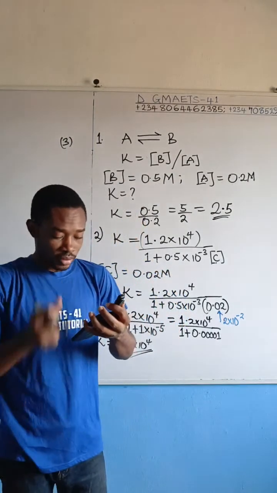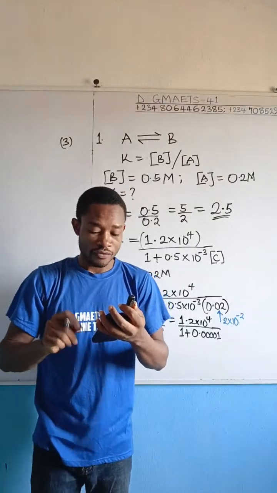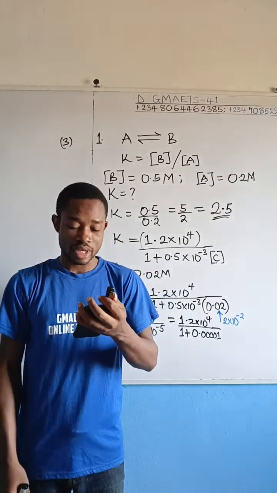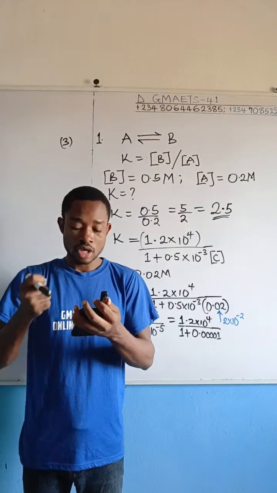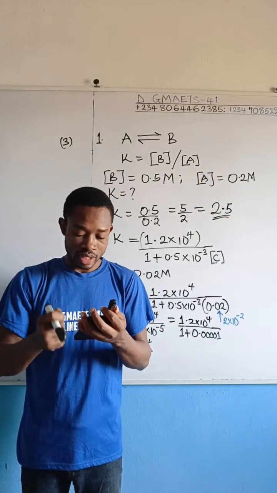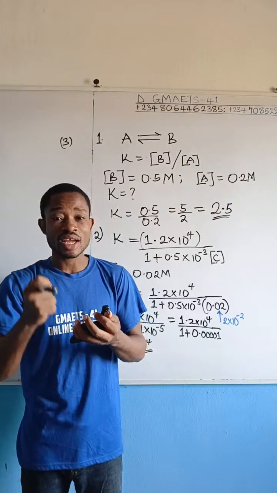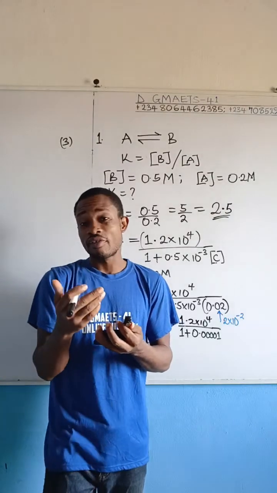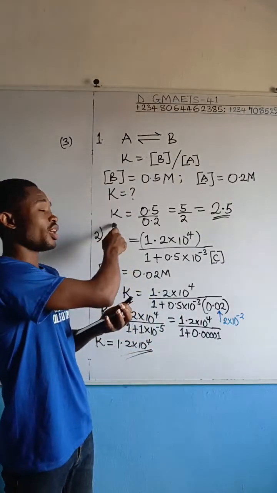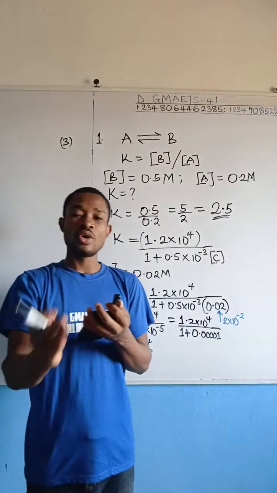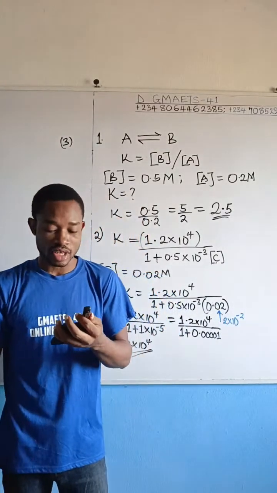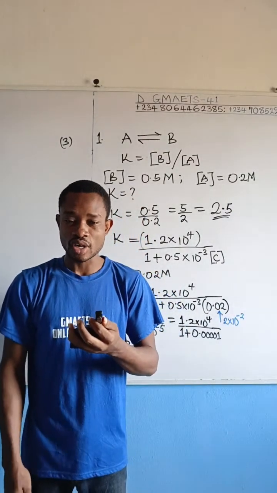The question reads, the position of equilibrium in a reversible reaction is affected by. This position of equilibrium we are talking about is the position of K, the equilibrium constant. So that position, as to whether it is going to the left or going to the right, is affected by what? That's what the question is all about.